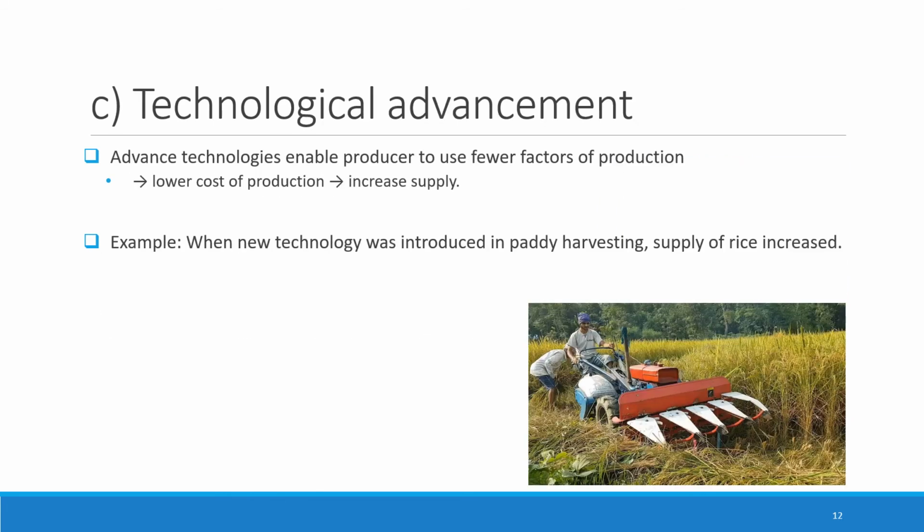Advanced technologies allow producers to use fewer factors of production. Due to lower cost of production, producers will supply more quantity of goods. In addition, new technology also allows farmers to perform paddy harvesting faster and more efficiently. This helps to increase supply of rice.